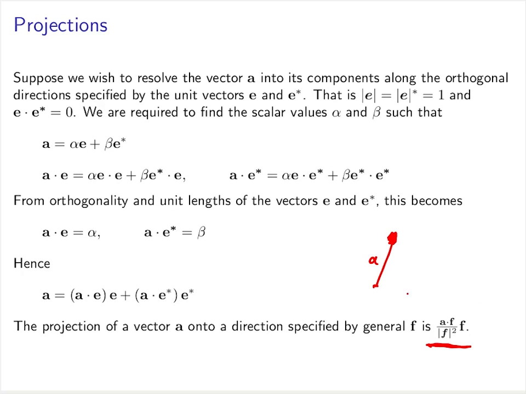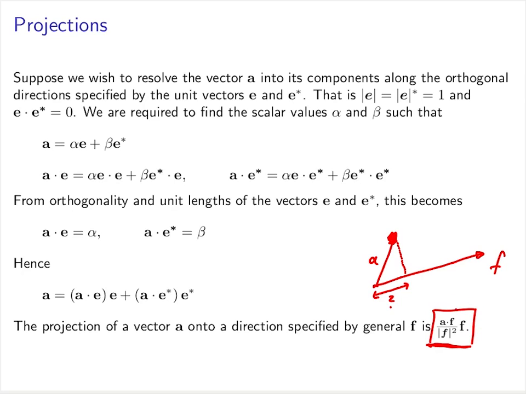So this is A, and I have a vector F, like this. And now I would like to know the length of A along F. So what I'm actually interested in is what's happening if I'm projecting A onto F. What's this? As it turns out, this is exactly this quantity.